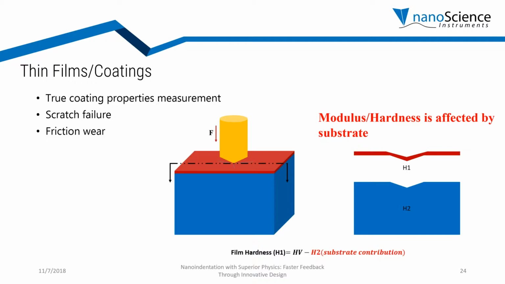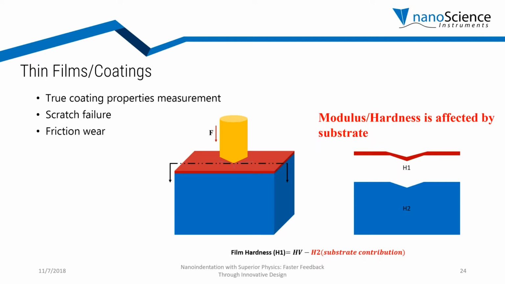So we are getting H1 and H2, but what we are really after is the H1. Now, this is a big problem. You're making a new thin film and you want to know what the property of your thin film is, and you end up measuring the property of the thin film and the substrate. So it doesn't really help you to refine your process.